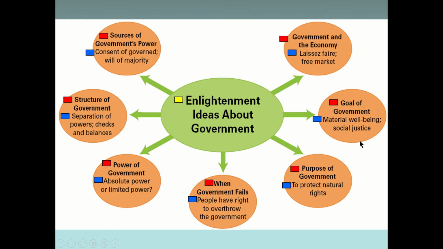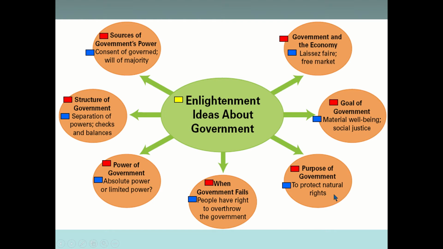The goal of government was going to be material well-being, social justice. In a sense, the goal of government, according to Locke, if you remember, is to protect property. But when you protect property, you also protect safety. And his definition of property was essentially what Thomas Jefferson changed it to, the pursuit of happiness.